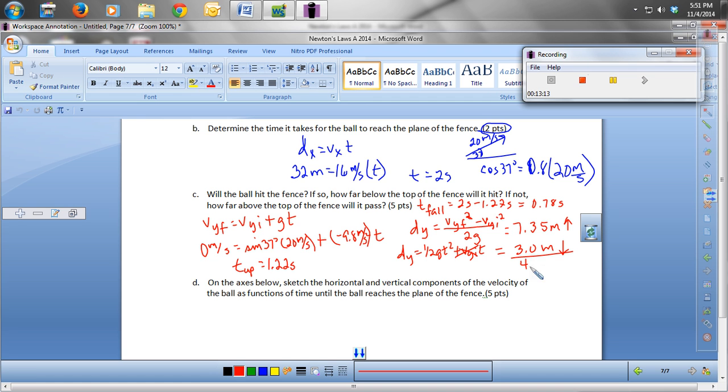So that was 4.35 meters from the ground. The fence itself was 2.5 meters tall. So it was 1.85 meters above the fence. So no, it did not hit the fence. So again, if you want to pause so you can see this, that would be great. I'm going to finish the last one.